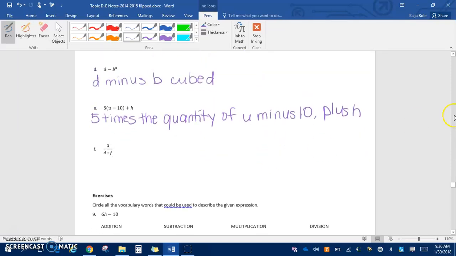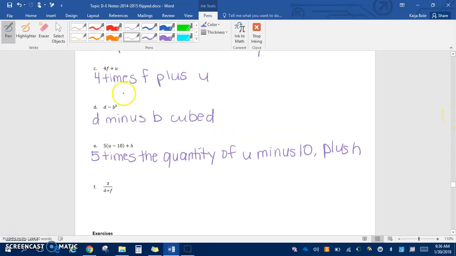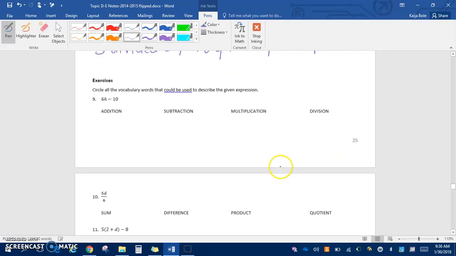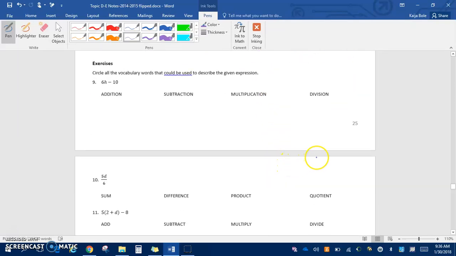And then if we look at part F here, we have 3 over d plus f, so we would say 3 divided by the quantity of d plus f. Alright? So, if you look down at the next section here, there's 4 examples where it says circle all the vocabulary words that could be used to describe the given expression. So I want you to pause right now, try these 4 on your own, and then unpause the video and we will go over the answers.